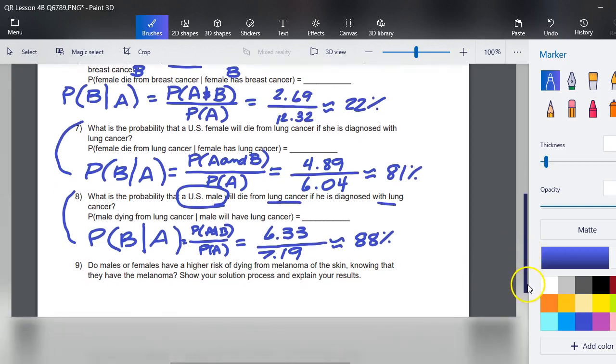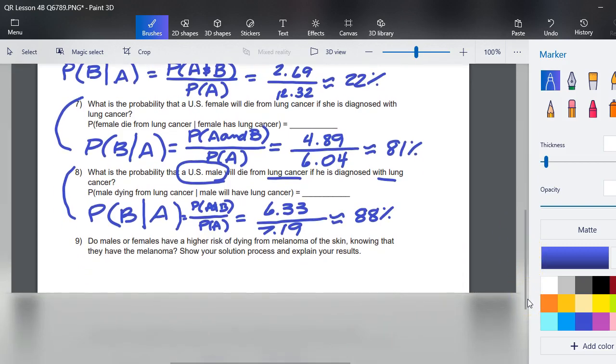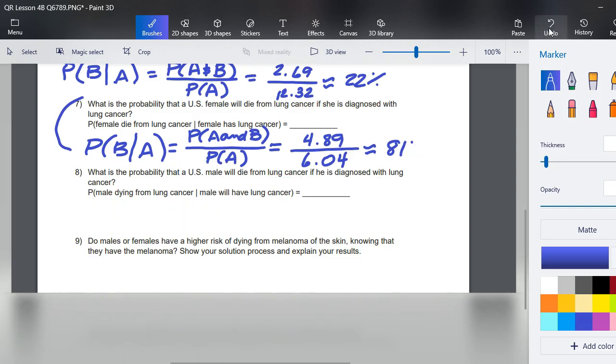Again, I encourage you to start and stop the video as often as you need to process, but looking at question 9, do males or females have a higher risk of dying from melanoma of the skin, knowing that they already have melanoma? Show your solution process and explain your results. So I'm going to undo a lot of what I've already done, and this is going to take a while, maybe, because I need a little bit more space because they're asking me to calculate for males and females separately to talk about the risk of dying from melanoma cancer.